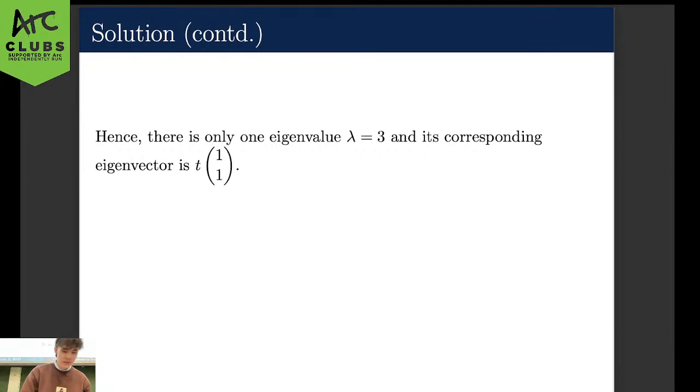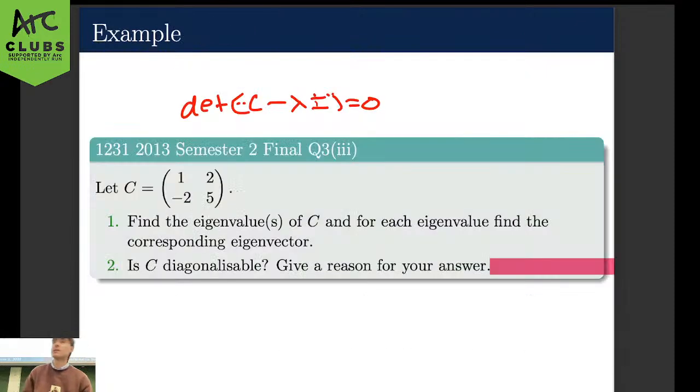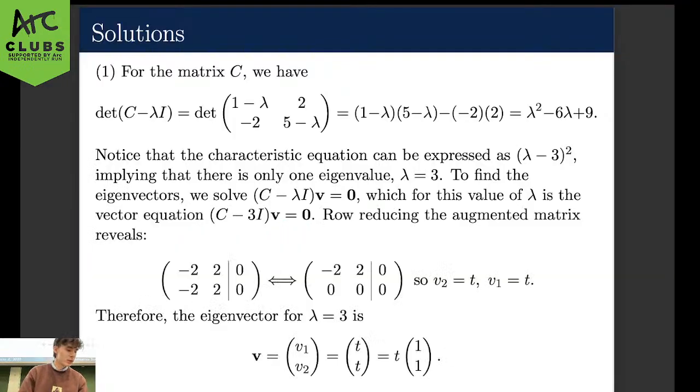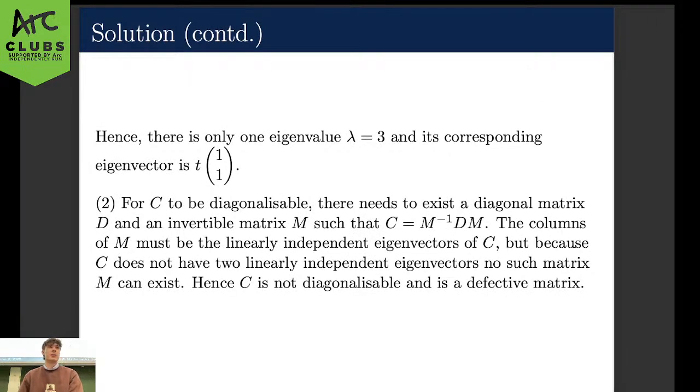Now, the previous question, part 2, asked: is C diagonalizable? And the answer is no, because for it to be diagonalizable, we need 2 linearly independent eigenvectors. But having solved for the eigenvectors, we only get one eigenvector and one corresponding eigenvalue. So there's no way we're able to write the matrices M and D. In other words, we can't diagonalize it, because there don't exist matrices M, D, and M inverse such that we can write C equals M D M inverse. You can say, therefore, that C is a defective matrix.